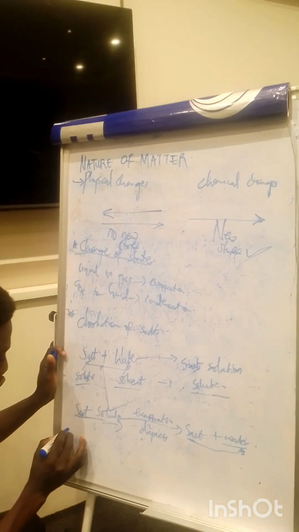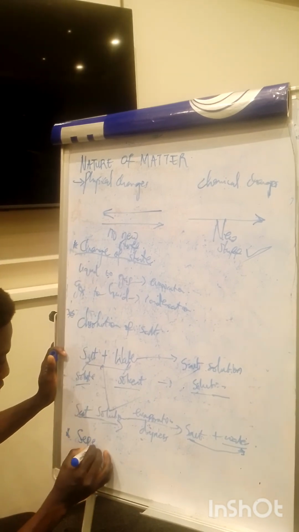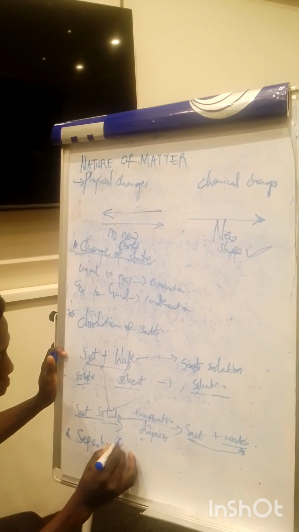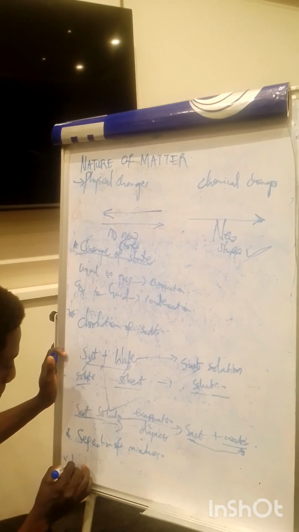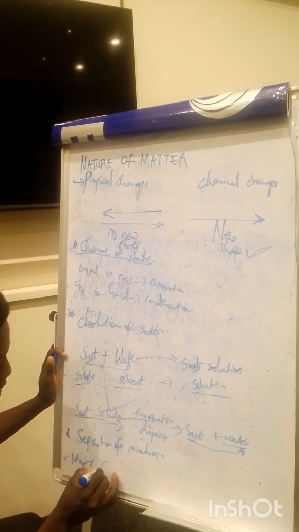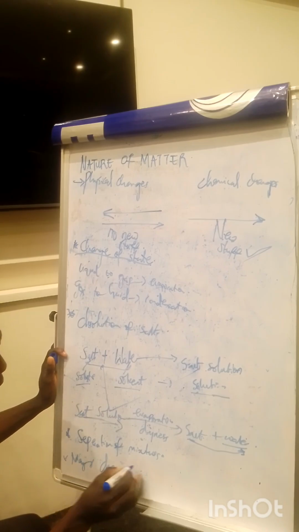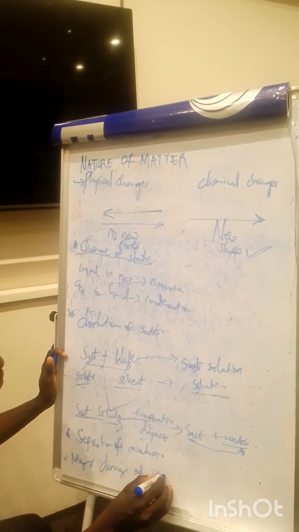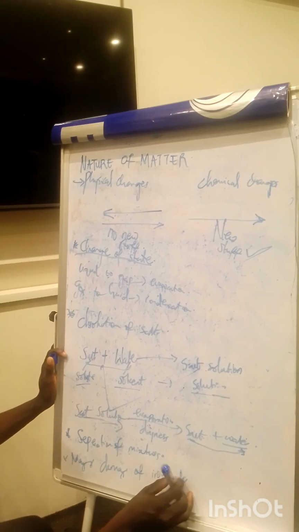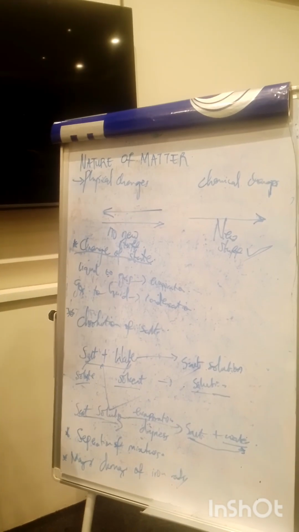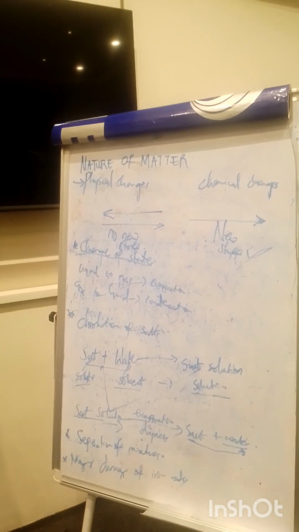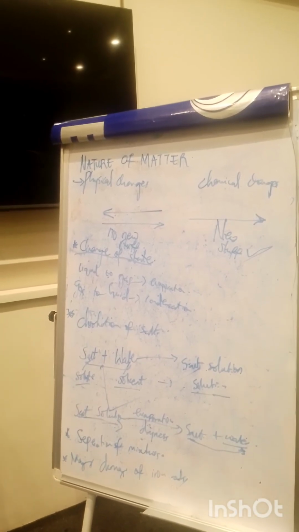Under physical change, you have your separation of mixtures as another example. Then you have magnetization and demagnetization of iron rods. Then I think that's all. So let's go to that of a chemical change.